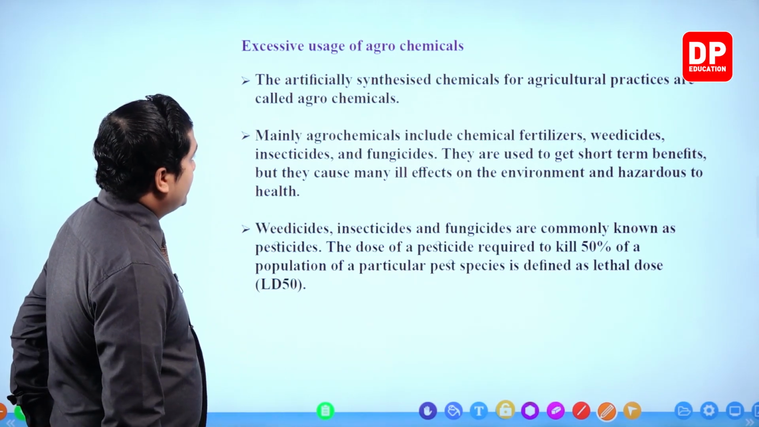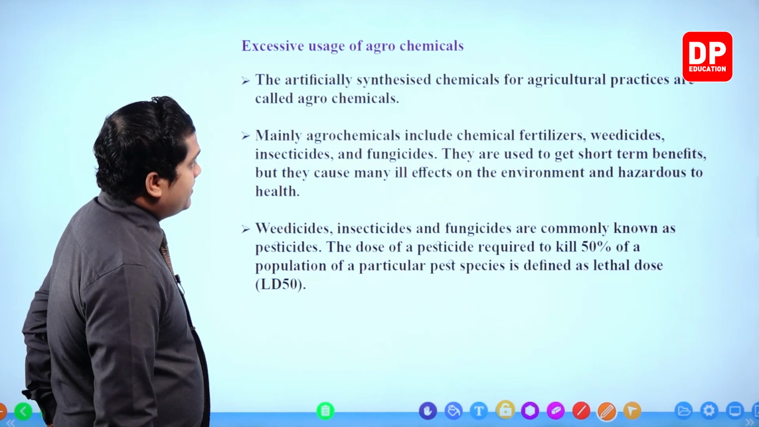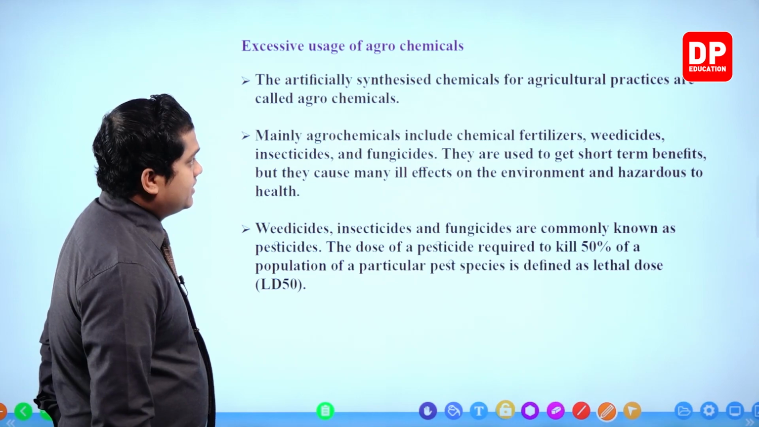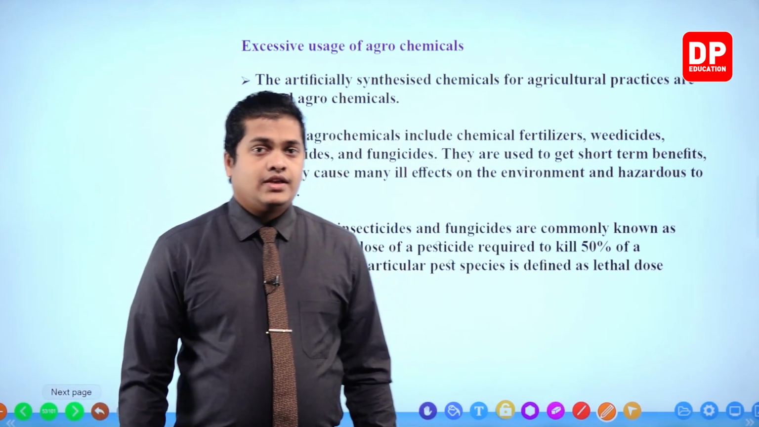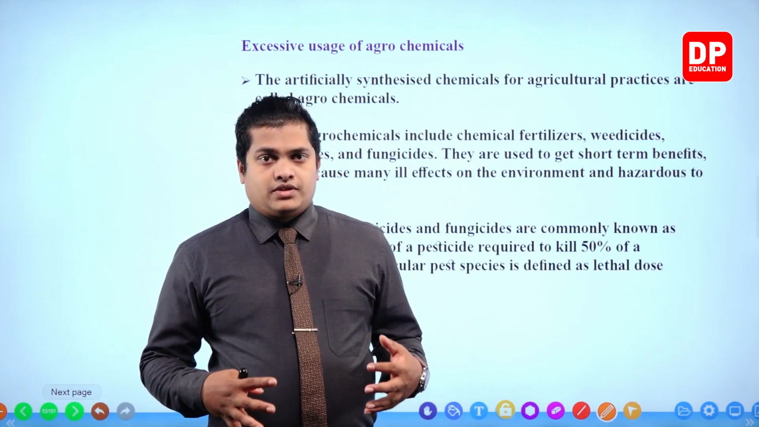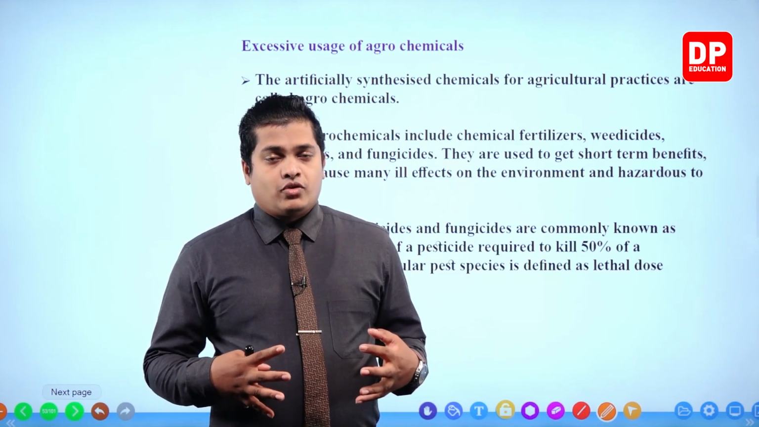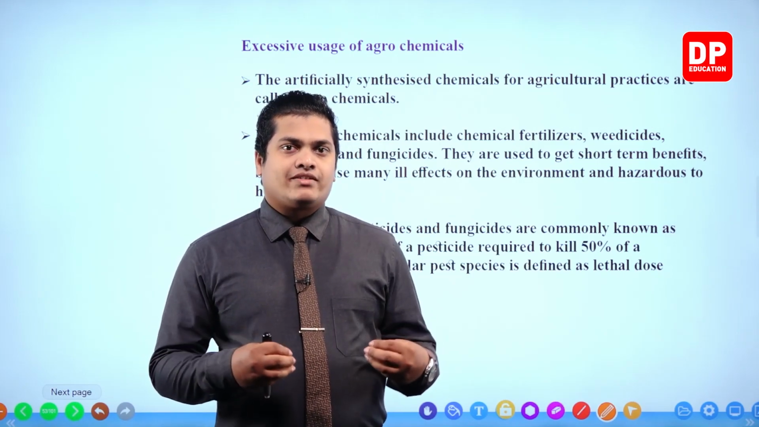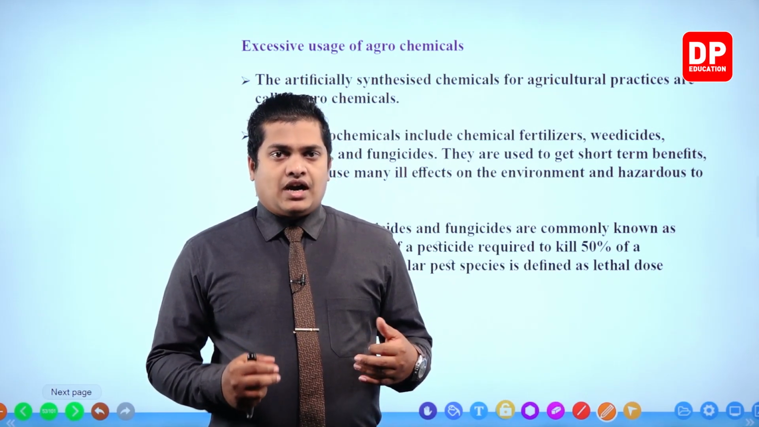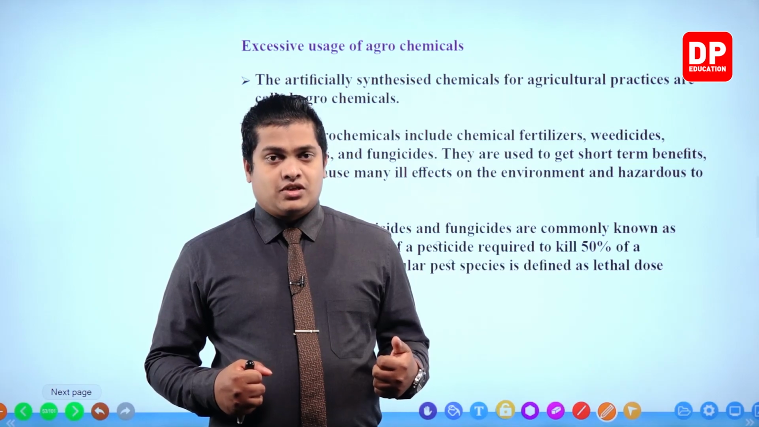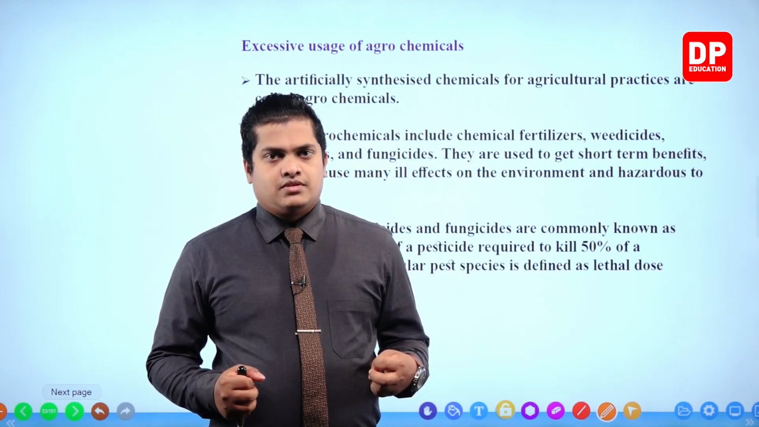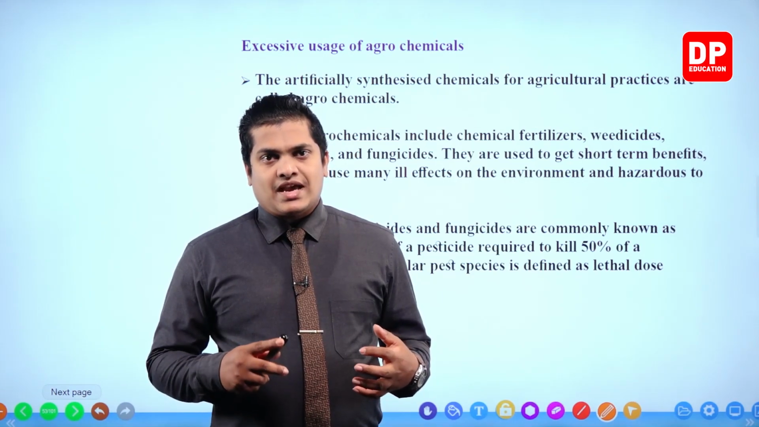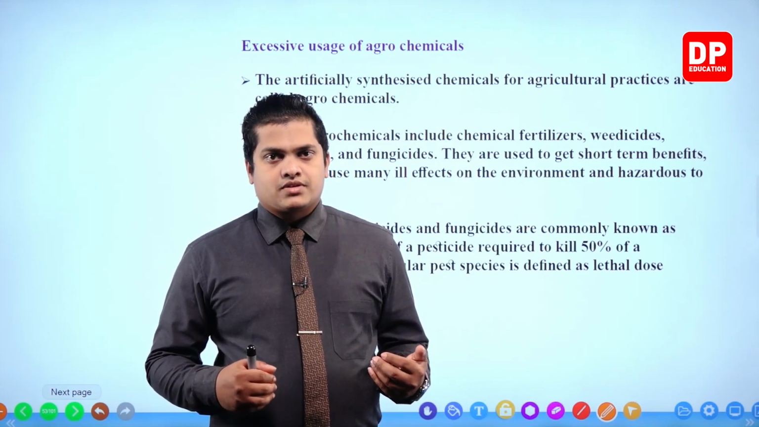You are given a point: artificially synthesized chemicals for agricultural practices are called agrochemicals. We know that thing for sure, without any trouble, my dear children. For commercial agricultural purposes, artificially synthesized special kinds of chemical substances are referred to as agrochemicals. So these agrochemicals will enhance the harvest.